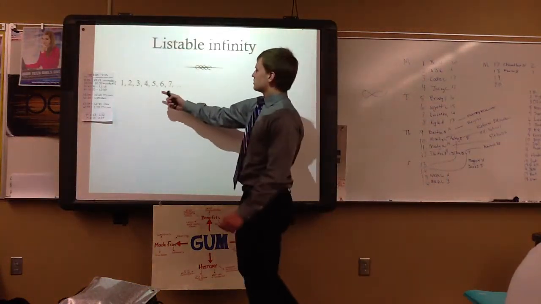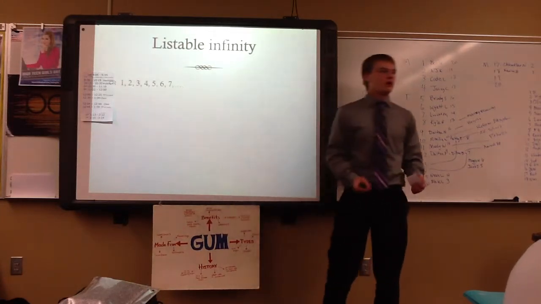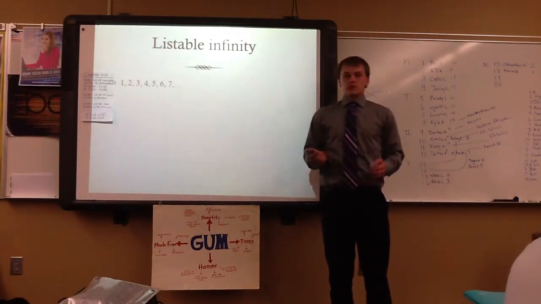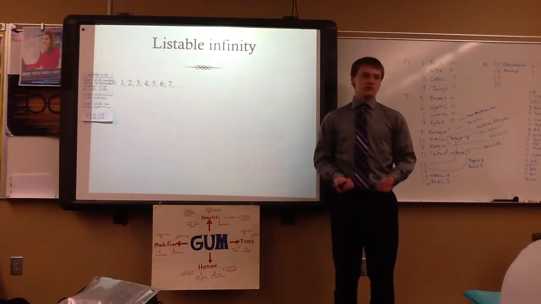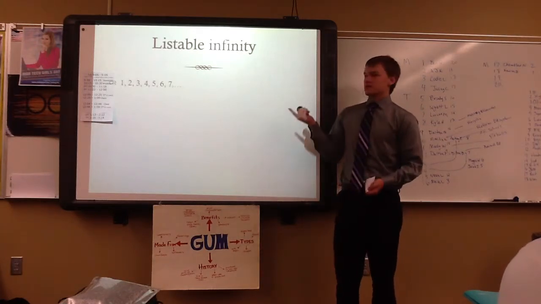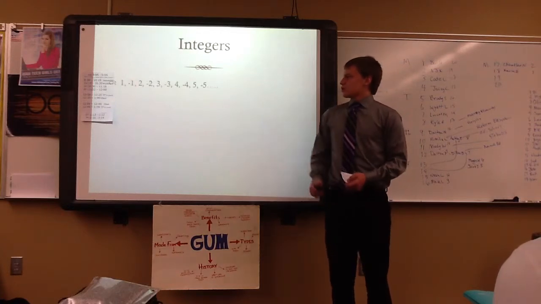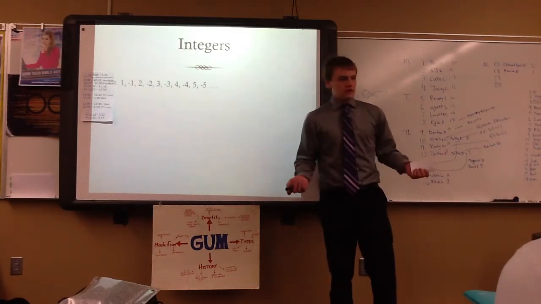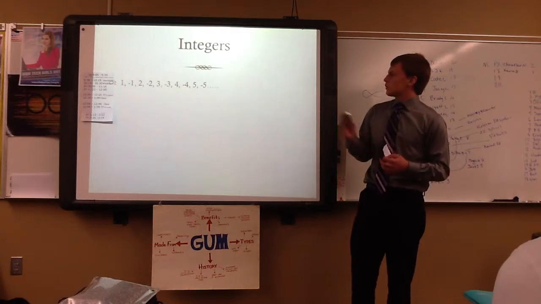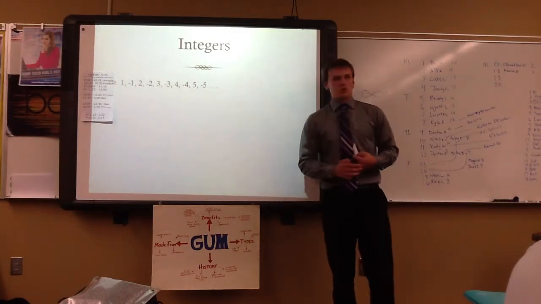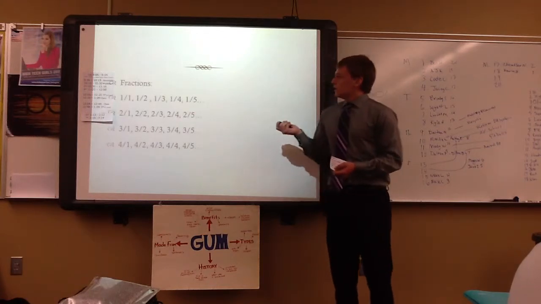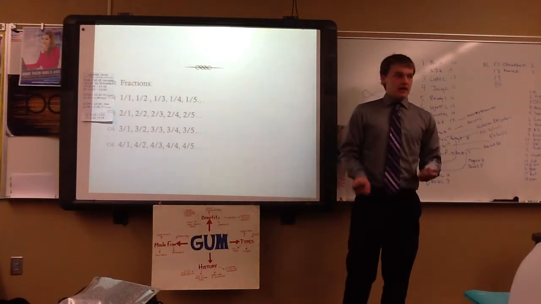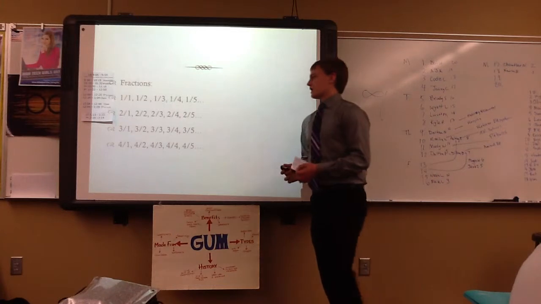So we have 1, 2, 3, 4, 5, you guys know how to count. So that is listable. Most people call it countable, but it irritates me that they call it that because you can't count infinity. So with listable infinity, you can add integers. So 1, -1, 2, -2, stuff like that. So with this, it's kind of giving more of a spectrum to how many numbers there really are. But fractions get added in, and I know all of you hate fractions as much as I do.